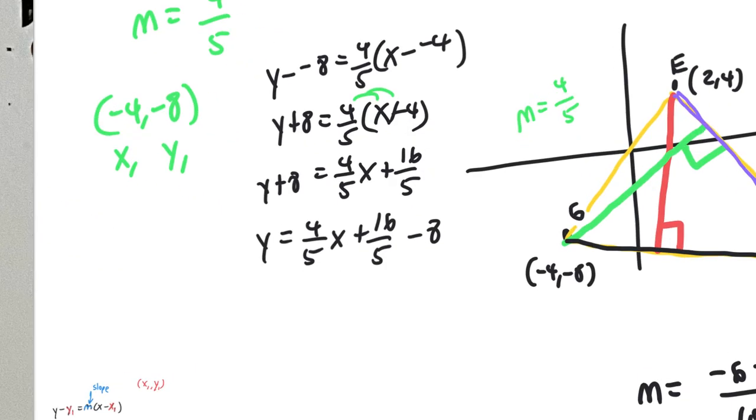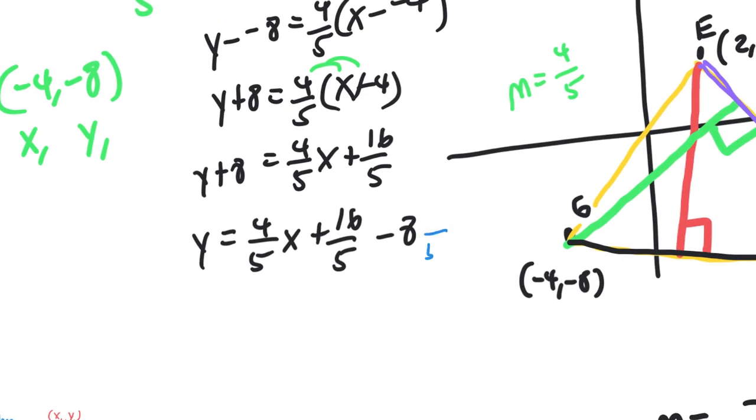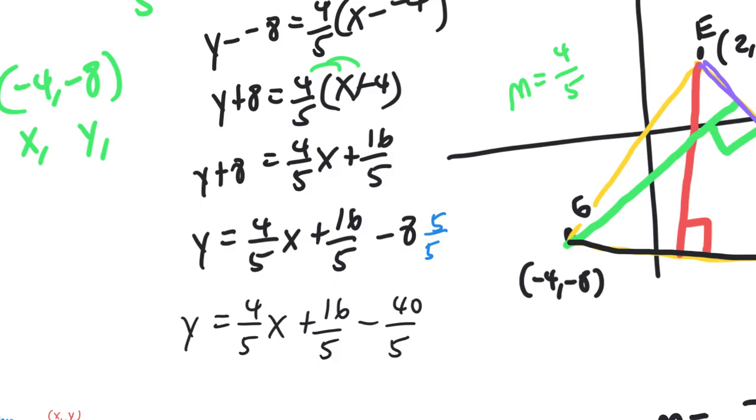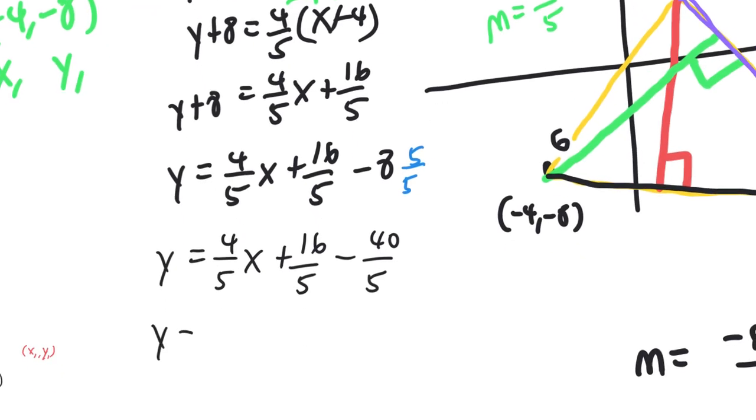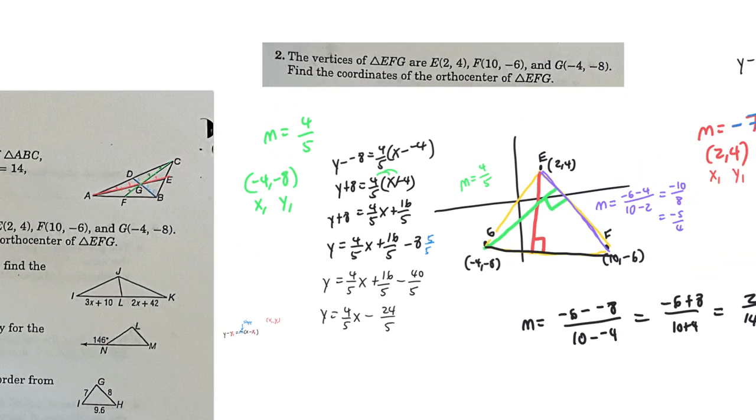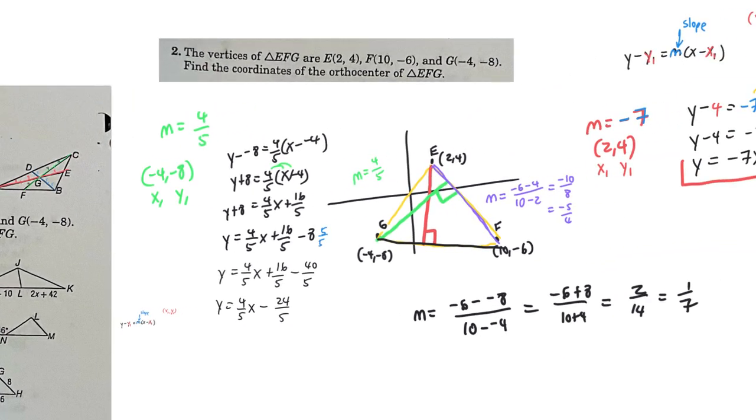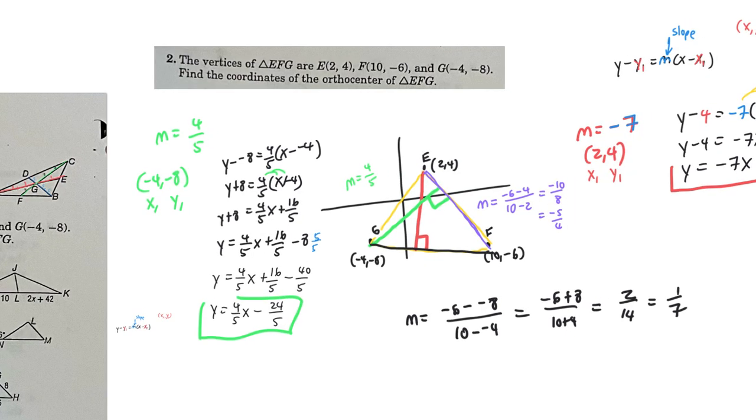Now, finding a common denominator here would be a matter of multiplying it times 5 over 5. So that would become 4/5 x plus 16 over 5 minus 40 over 5. And then that would become 4/5 x minus 24 over 5. Okay. So that's the equation of the green altitude.